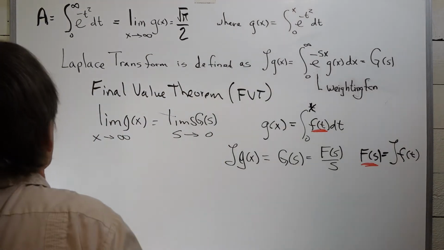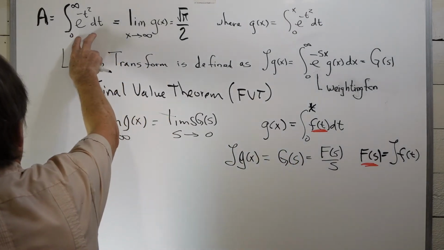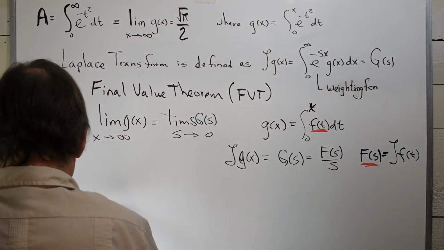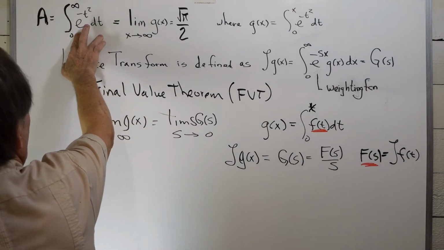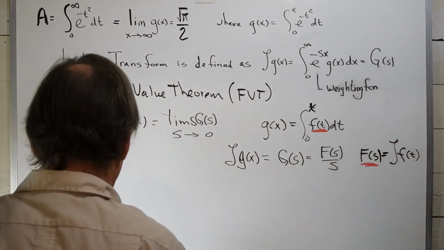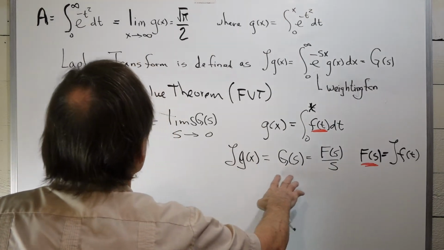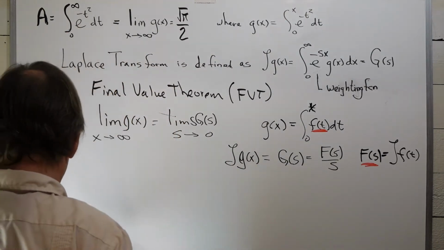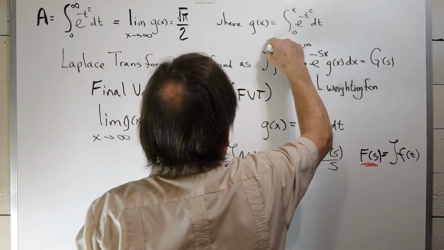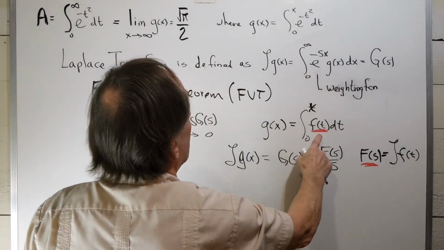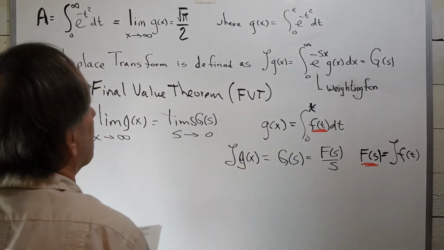Now, this gives us an interesting result. If we want to find the Laplace transform of the improper integral that we have here, let's apply this particular theorem and see what happens. So, here we have g of x is this particular integral, which is the same as this, where f of t is e to the minus t squared.